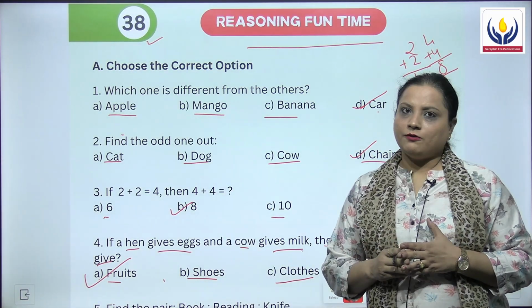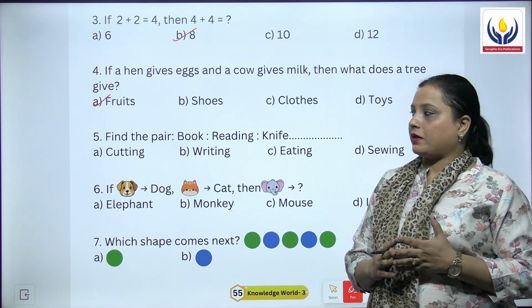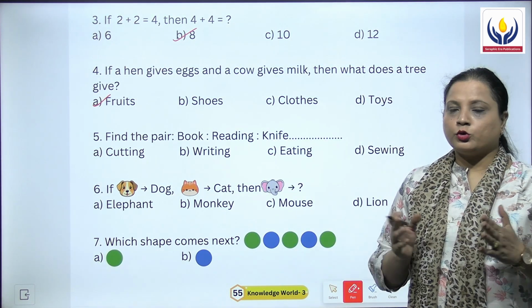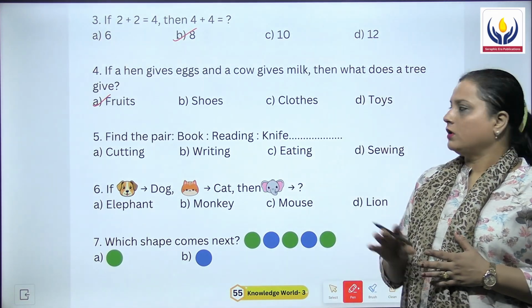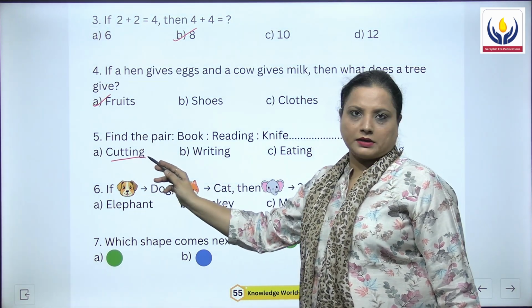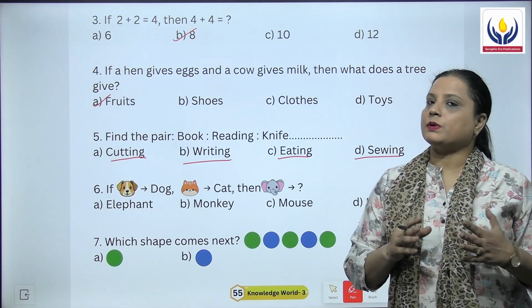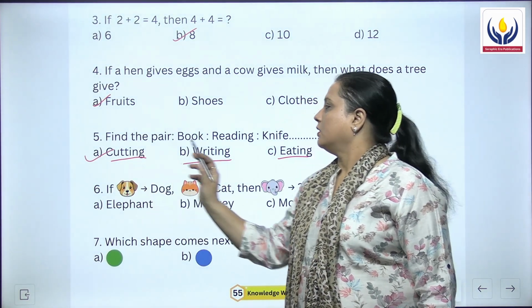Next, now move on to the fifth question. The fifth one says that you have to find the pair. They have given you that book is to reading. Book is for reading purpose. And what is the work of the knife? Knife is to what? You will mark the answer as cutting, writing, eating or sewing. For what purpose is a knife used? And the answer for this is cutting.